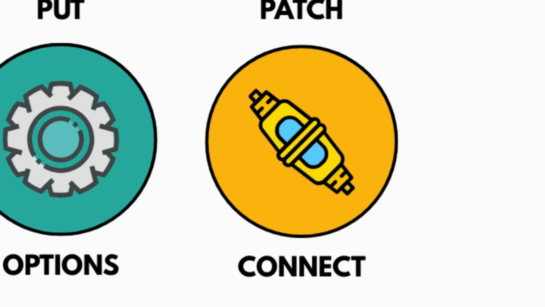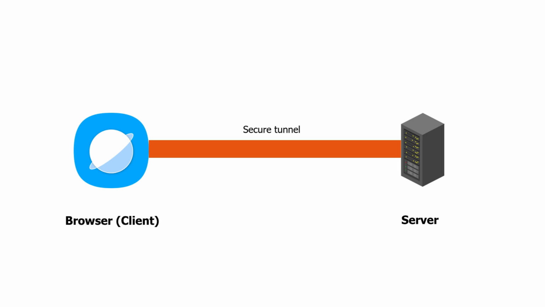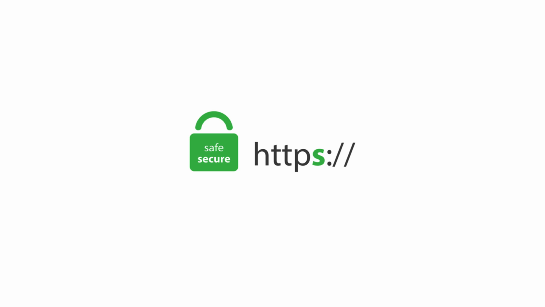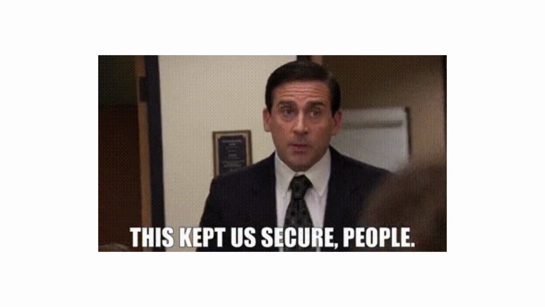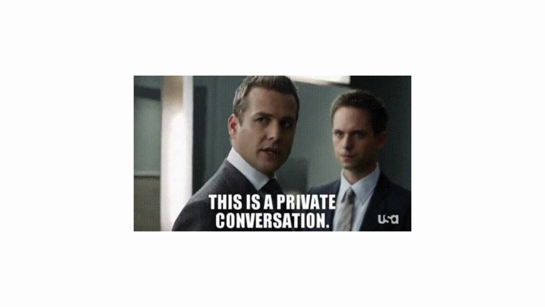Finally, CONNECT is used to create a secure tunnel between the client and the server. This is what happens behind the scenes when you use HTTPS. Your browser establishes a secure connection so data can be transmitted safely. It's like saying, "Let's open a private, secure channel between us."